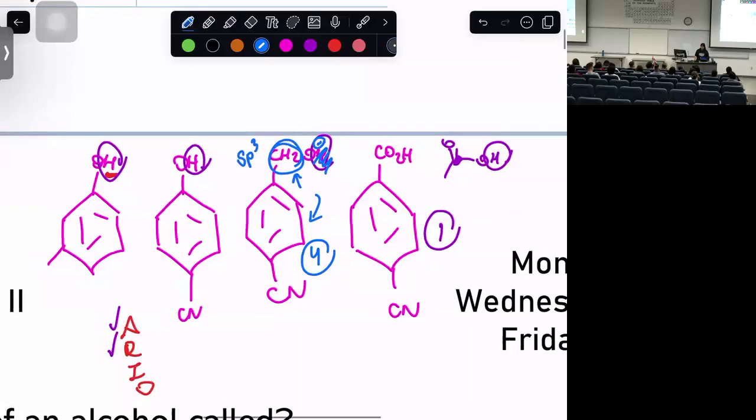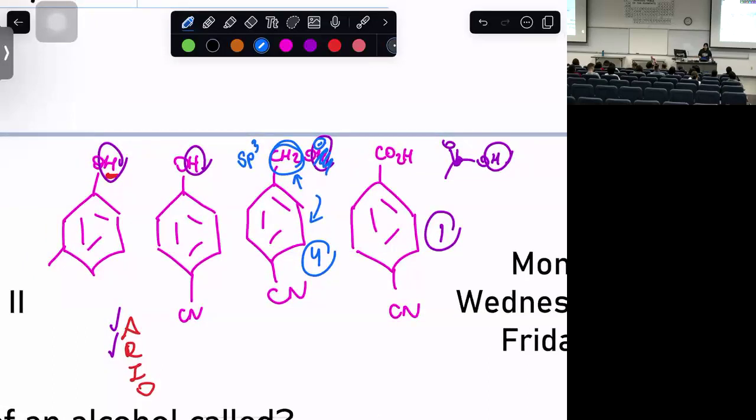And then between the first and the second one, which one is more acidic than the other? The second one, because CN has a triple bond as compared to a methyl group that is just pure single bonds. So this guy is going to be 2 and 3. But as long as you look at each of the factors individually in ARIO, in that order, you should be able to get the answer right away.